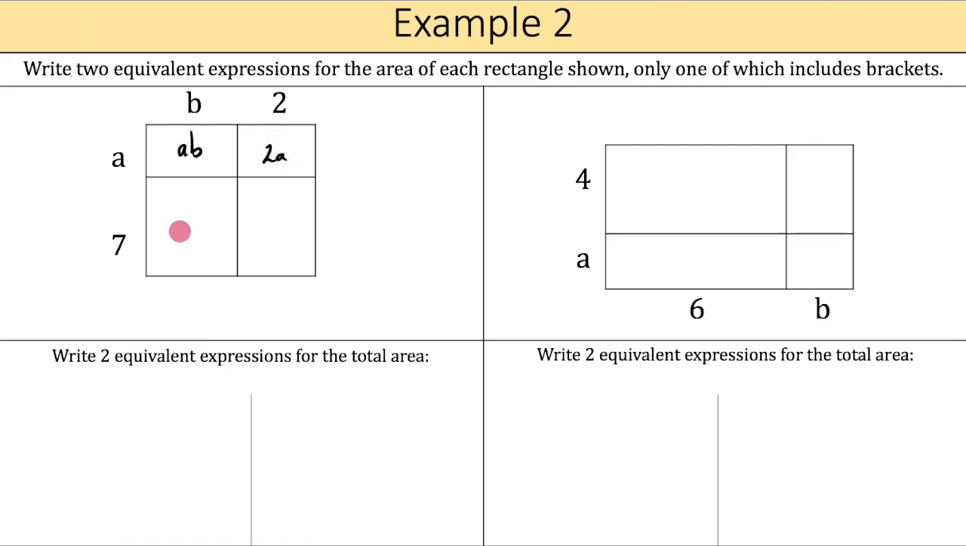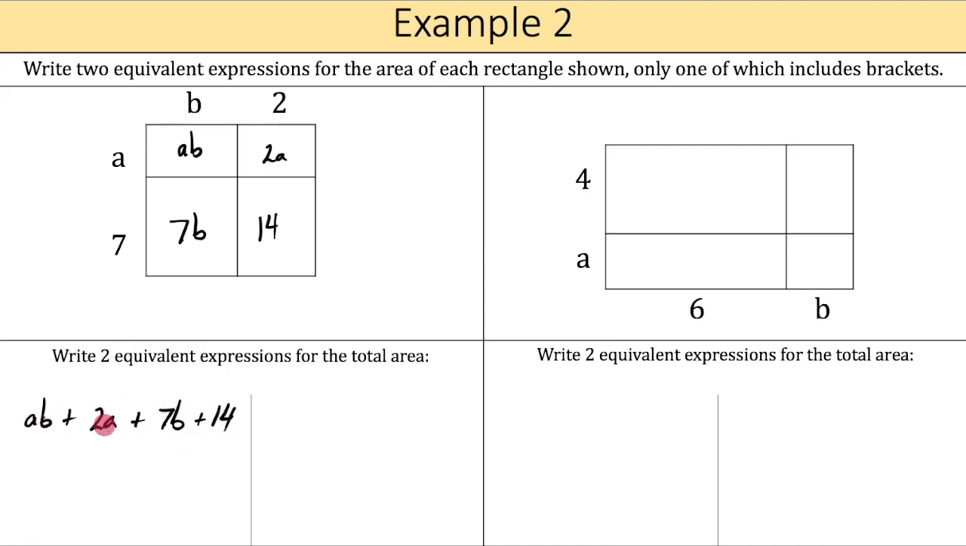This is going to be 7 times b, so 7b, and here is going to be 7 times 2, which is going to be 14. So therefore, my answer for one of them could be ab plus 2a plus 7b plus 14.